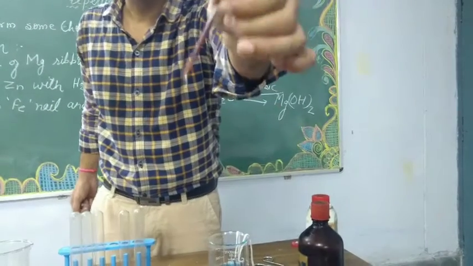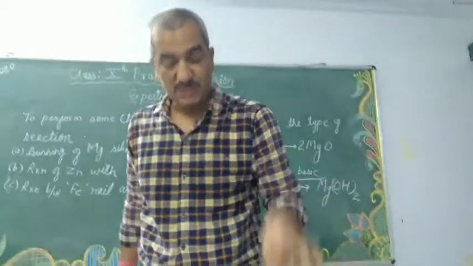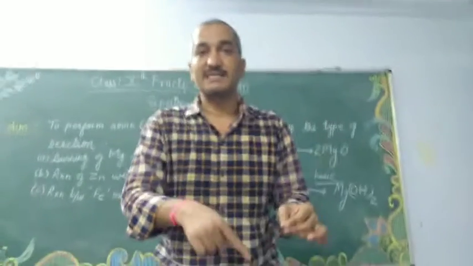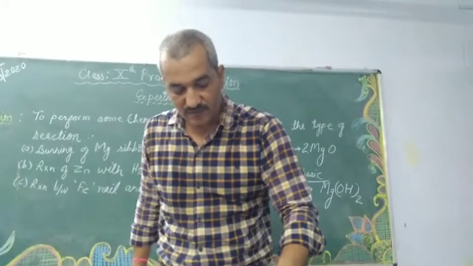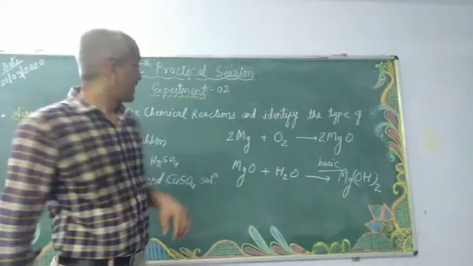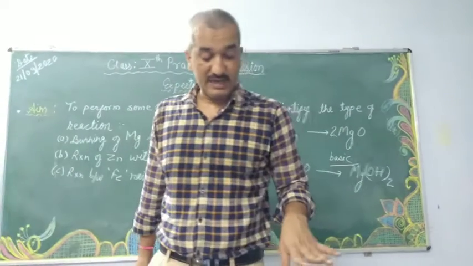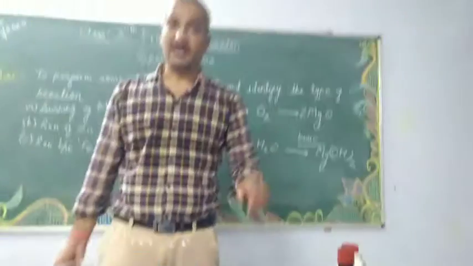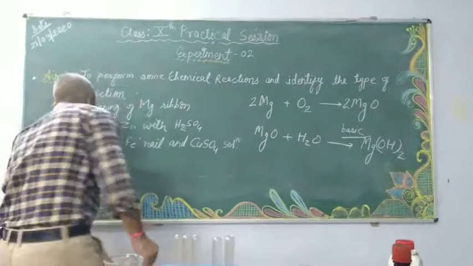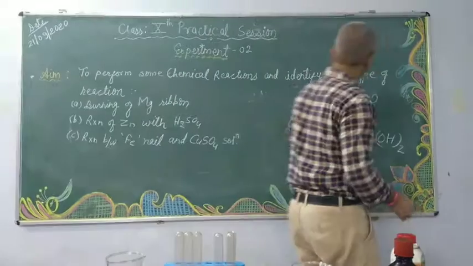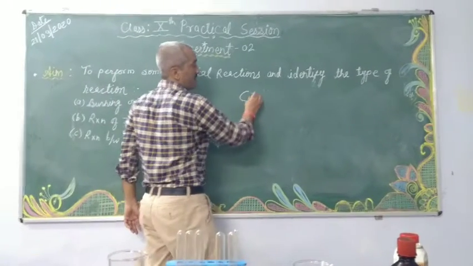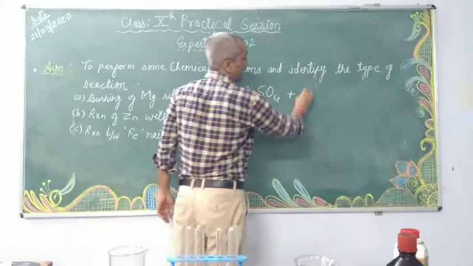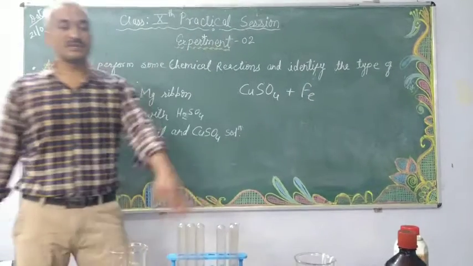Got it? So where did this brown deposition come from? This brown is the copper which came from this solution. That means this iron has displaced copper from the solution of copper sulfate. Got it? So what reaction is taking place here? The reaction is continued, and at the last, I will show you the color of that solution also. What actually happened here? In the second case, we were having the solution of copper sulfate and the nails of iron were added.